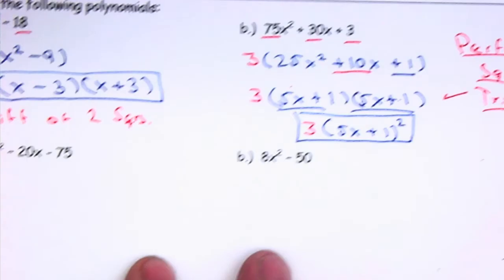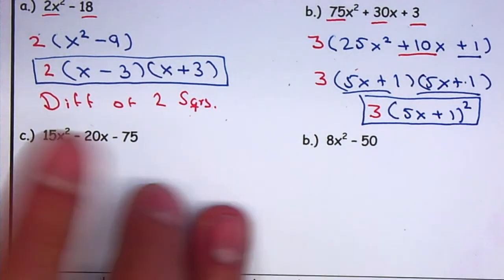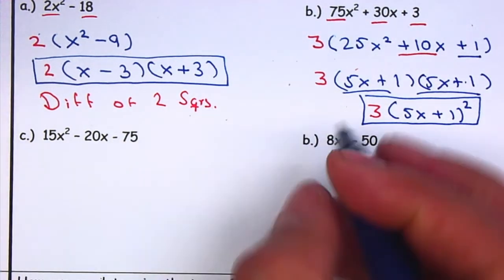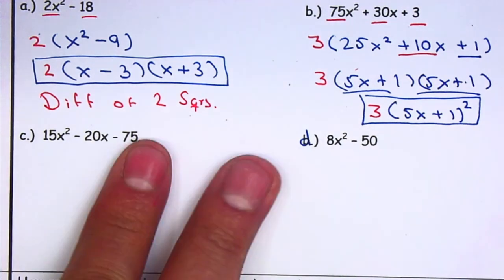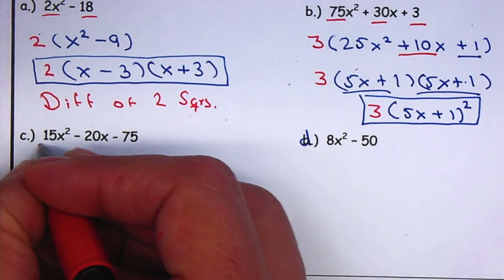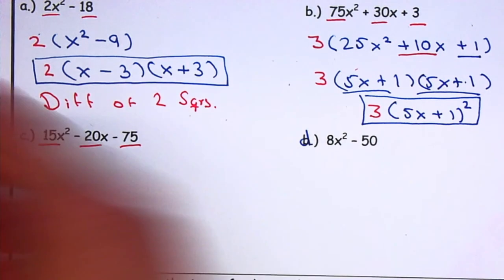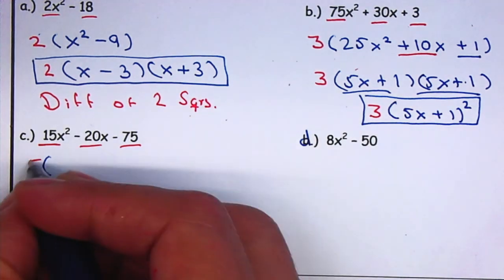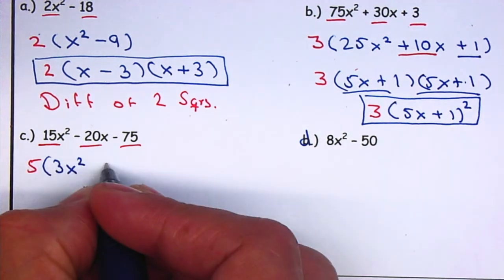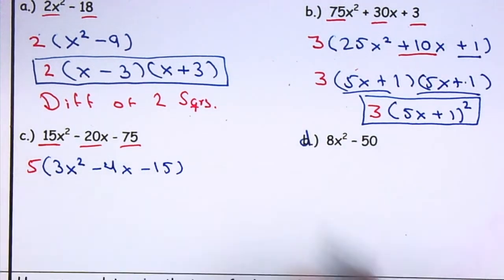Problem letter C. Go through the same process. Go and pause it and see if you guys can do C and D by yourselves. Pause it. Excellent. So one number divides 15, 20, and 75. Correct. 5. What's left? What do you need to multiply 5 by to get 15x squared? 3x squared. 5 multiplied by what gives me negative 20x, so it'll be negative 4x. And 5 multiplied by negative 15 gives me negative 75.